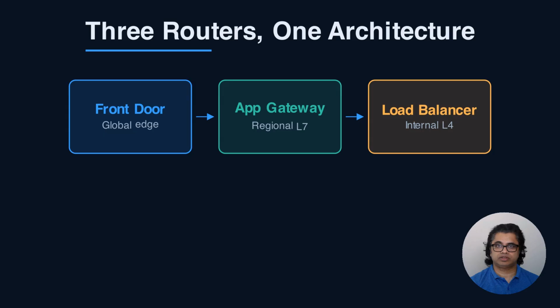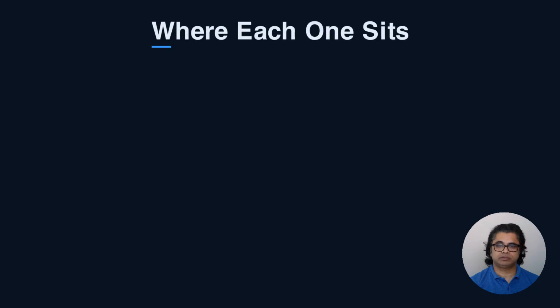We'll place Azure Front Door, Application Gateway, and Azure Load Balancer, each where they actually belong, decide why at every hop, and then verify the whole path works. By the end, you should be able to whiteboard this from memory and defend each choice. Start with the mental model.